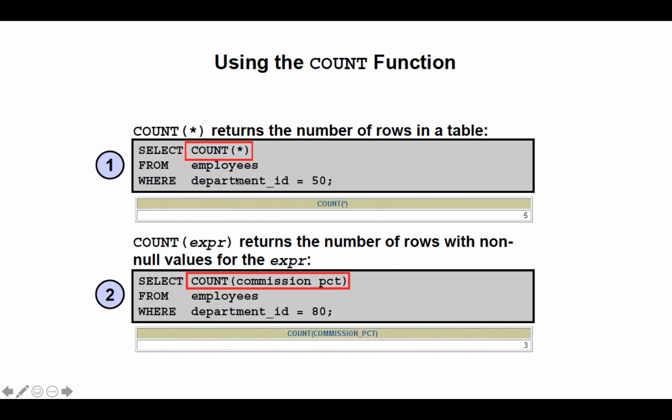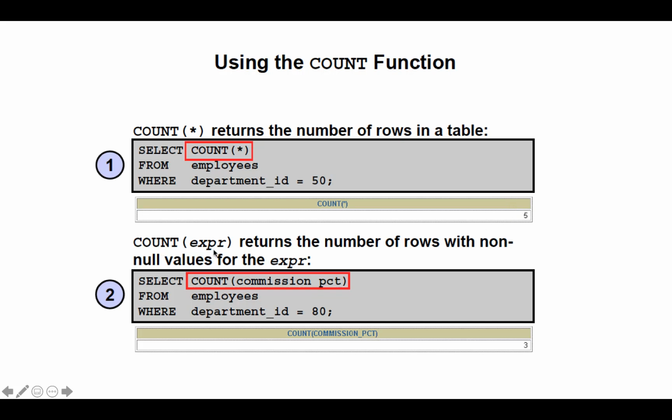Count is also an aggregate function. It will return the count of all the resulting rows. So count returns the number of rows in a table. Select count star, all the resulting rows in employees where department ID is equal to 50. So the count was equal to 5.